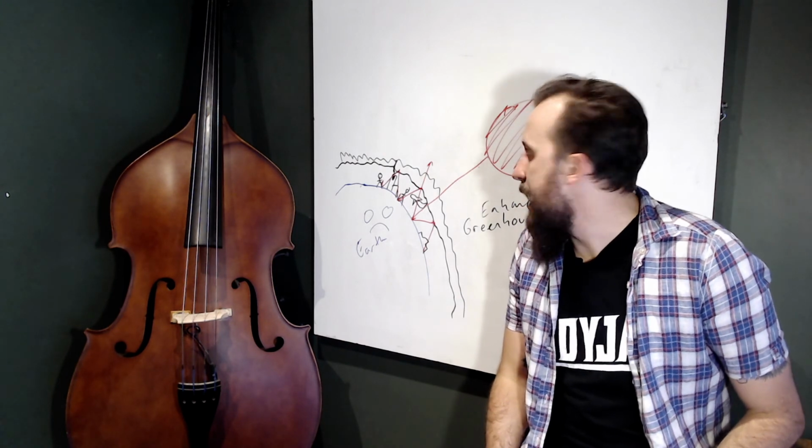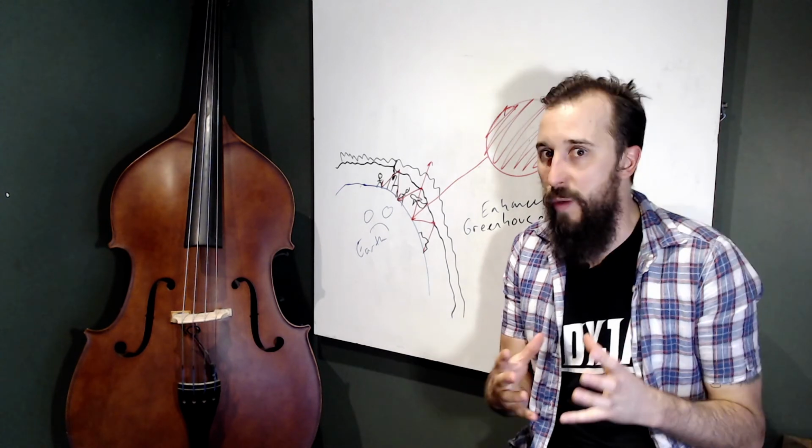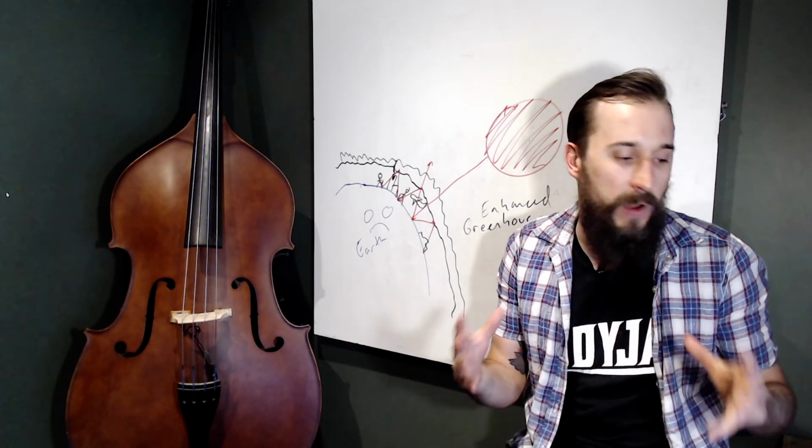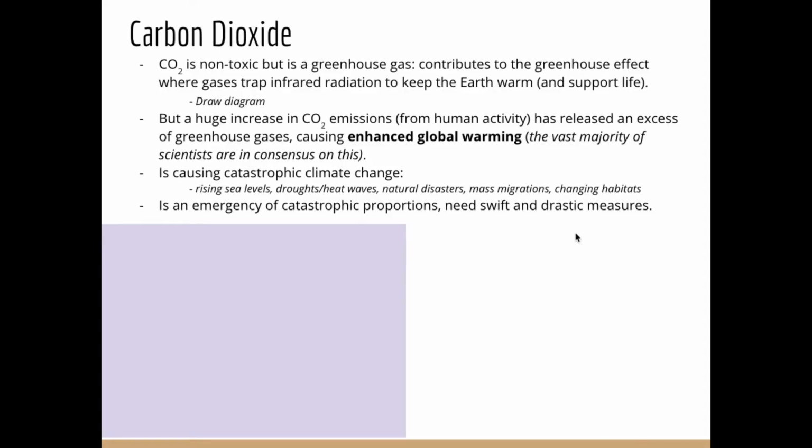So it is a very real, a very measurable, and a very drastic situation that the Earth is finding itself in due to the increase in carbon dioxide emissions from human activity.